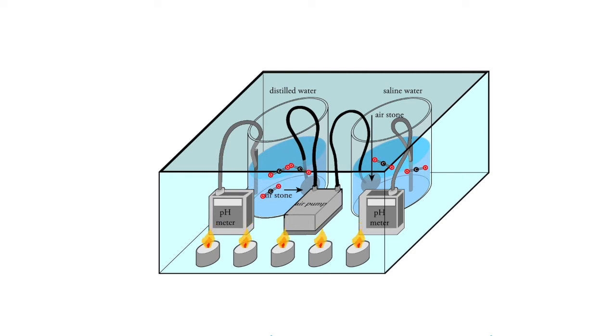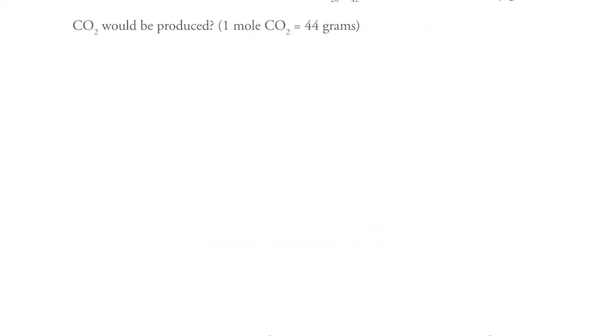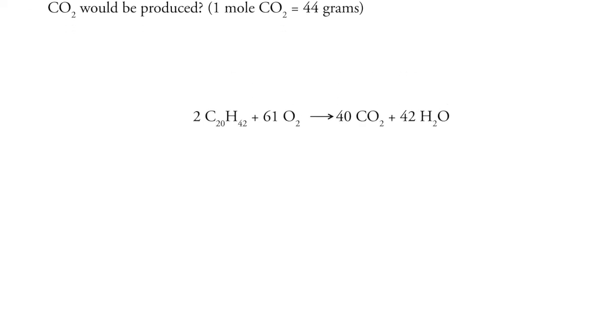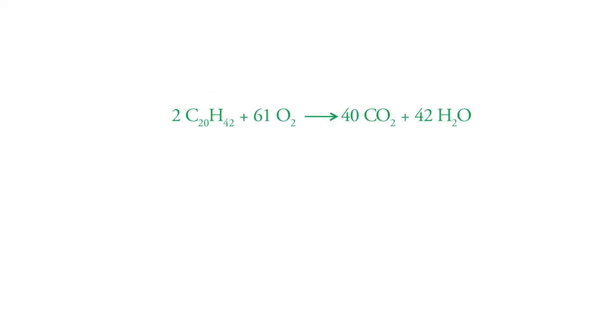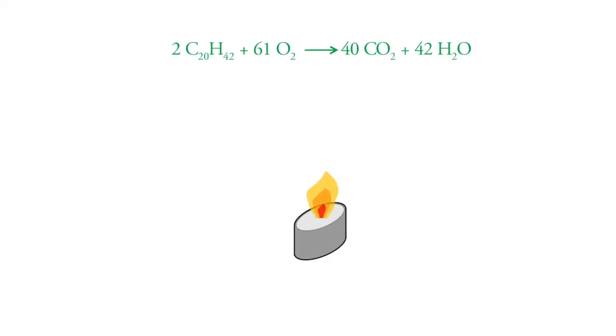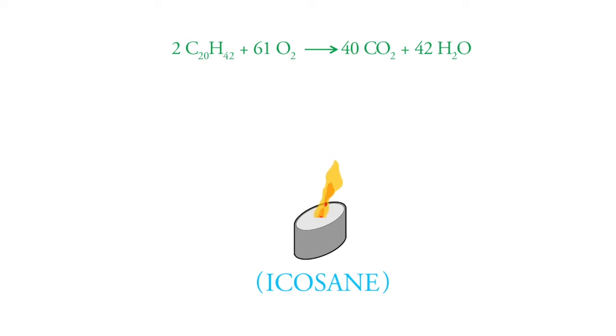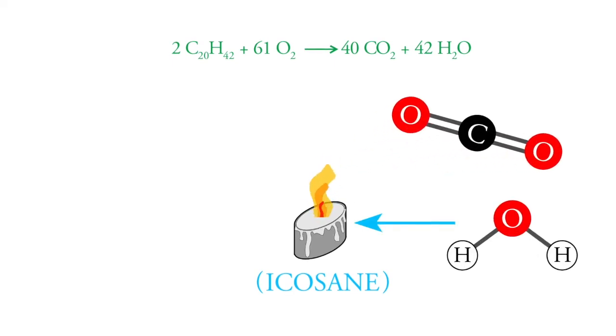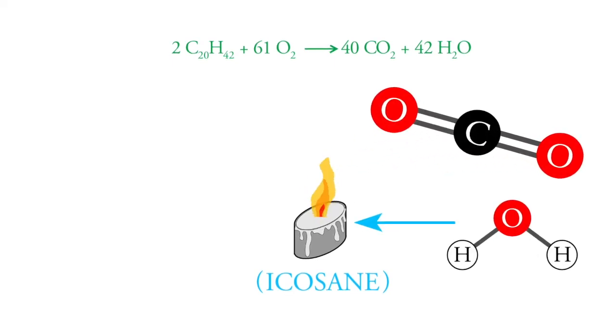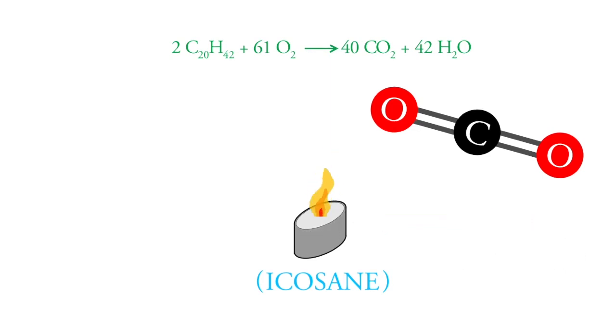And for every 2 molecules or moles or baskets of this icosane stuff, we're going to combine that with 61 baskets of O2, and we're going to get 40 baskets of CO2, carbon dioxide, and 42 baskets of water. And it doesn't matter really what size the basket is, as long as all the baskets are the same in terms of molecules, we should be good.